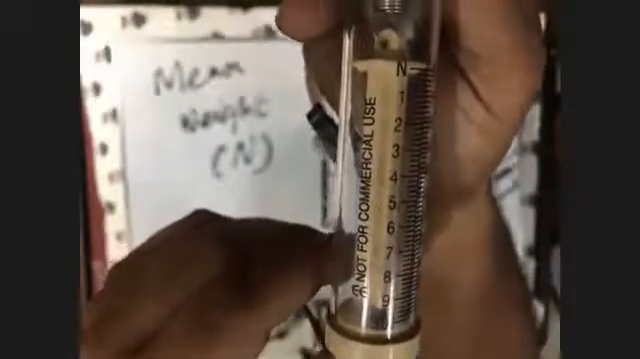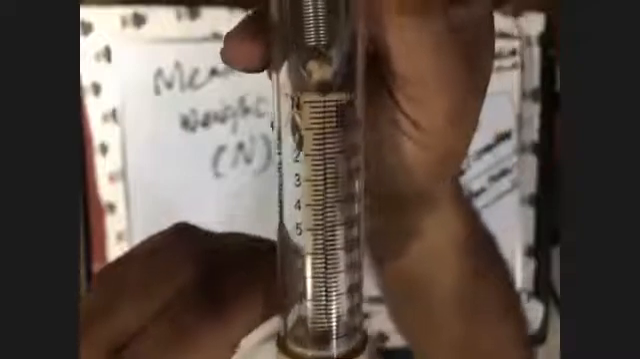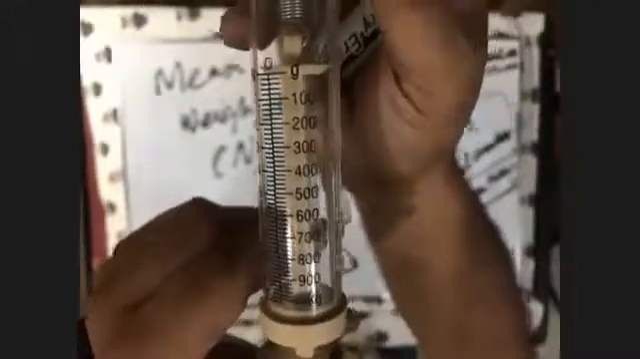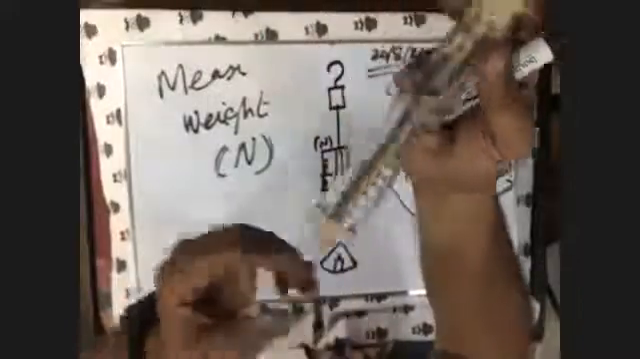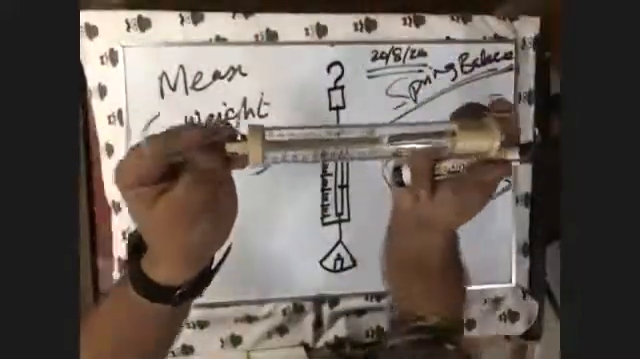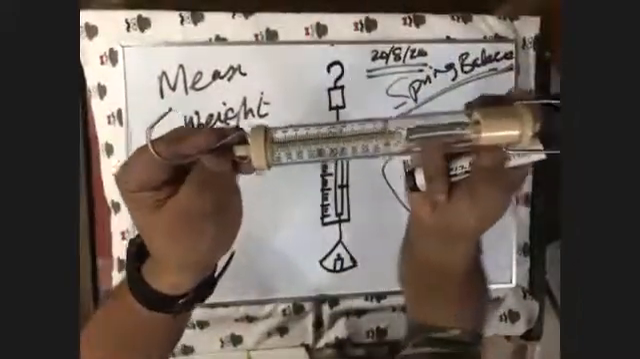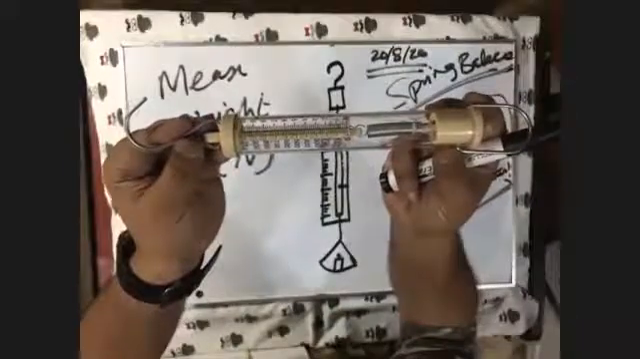Please look at this. The new ones have Newton on them. Not for commercial use. CE is quality control. It has Newton, and at the same time, it has grams. I would like you to take a picture of this, everybody. I'm keeping it in my hands. Please take a picture of this.